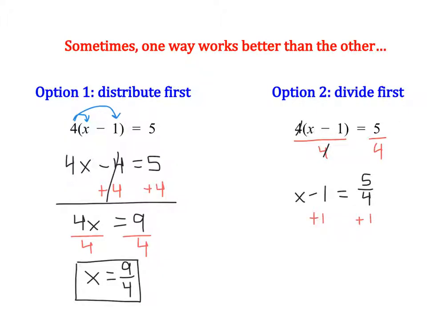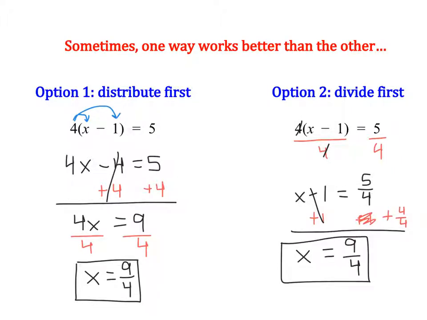Now I'm going to add 1 to both sides to finish solving, but here's something that can be a little tricky for some people, adding fractions without common denominators. So now I'm going to actually have to rewrite this as 4 over 4, so it has a common denominator, and now I can add them up. X equals 9 over 4. So you can see that we still ended up with the same answer, but we had to deal with fractions, making it a little bit trickier.